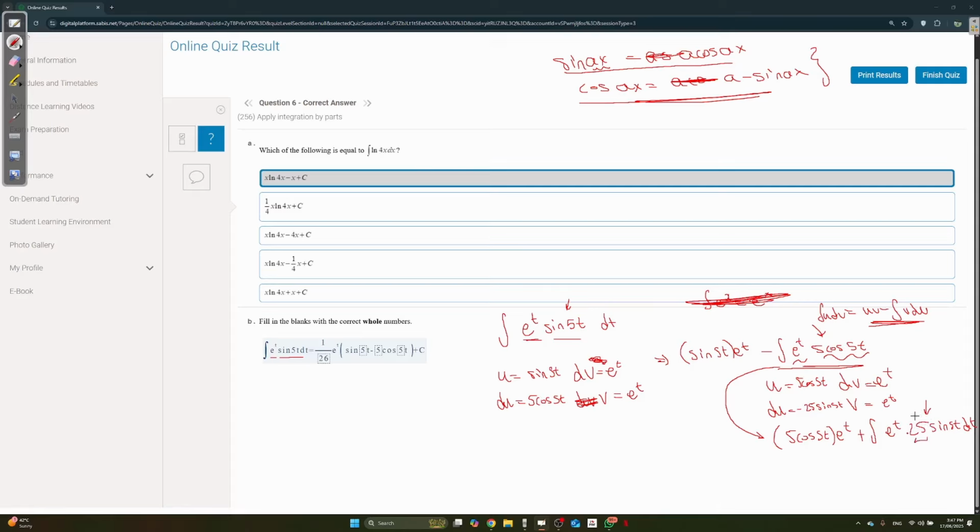But if I just take this 25 out, let me rewrite this as 5 cosine 5t e to the t plus, I'm going to take this 25 out, integral e to the t sine 5t dt. So as you can see here, we're back with what we started, exactly what we started. So what do you do in this case?